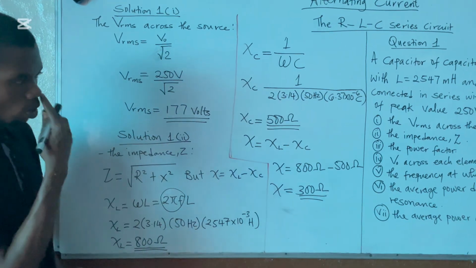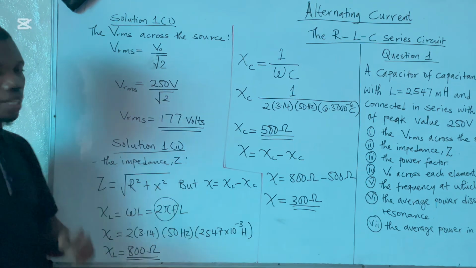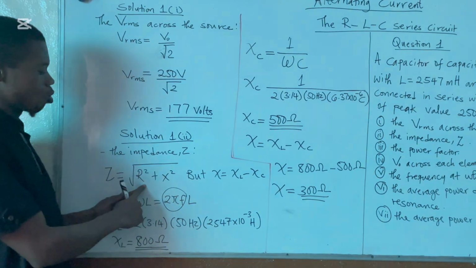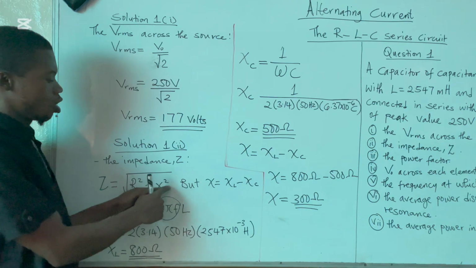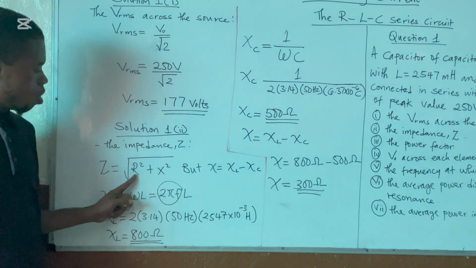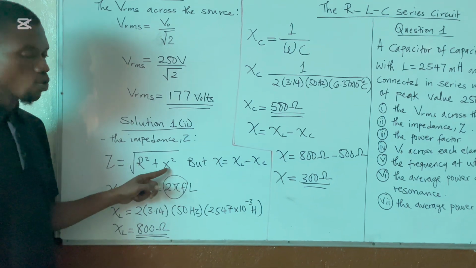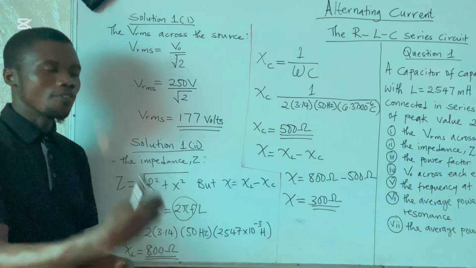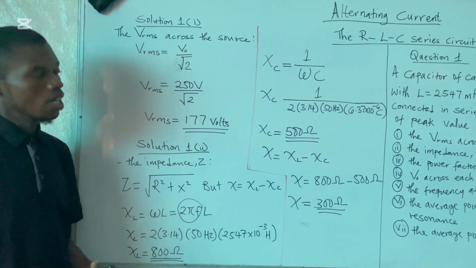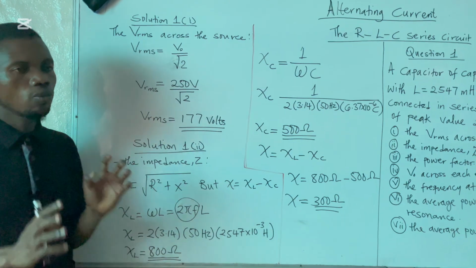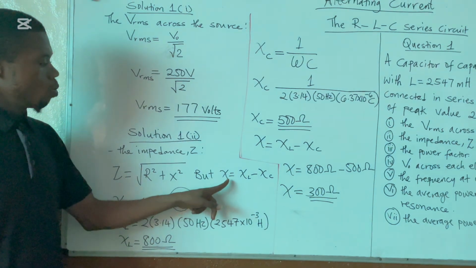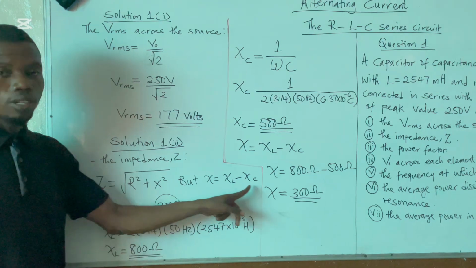Part 2 of the question says we should calculate the impedance. The impedance Z equals the square root of R squared plus X squared. Now, R represents the resistance. X represents the difference between the inductive reactance and the capacitive reactance. The question did not give us these two reactances, so we have to find them. X equals XL minus XC.